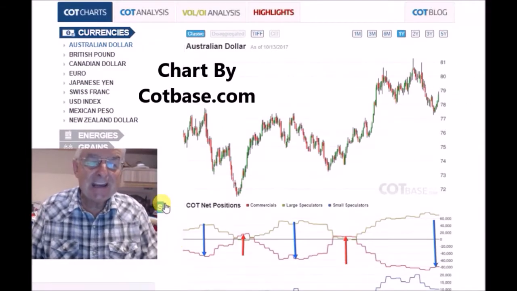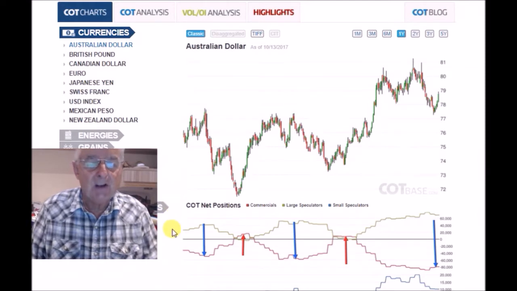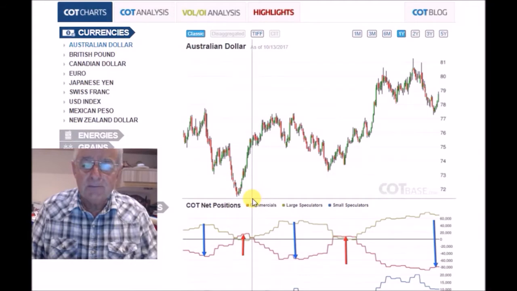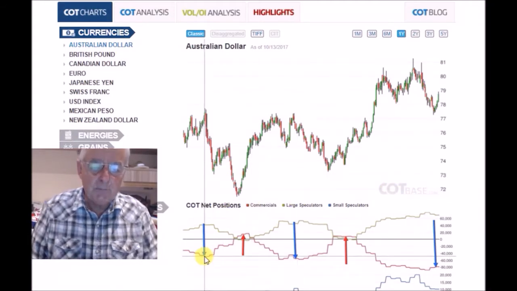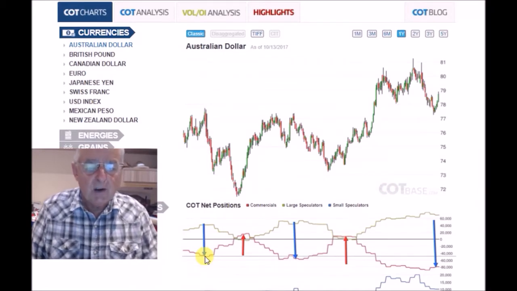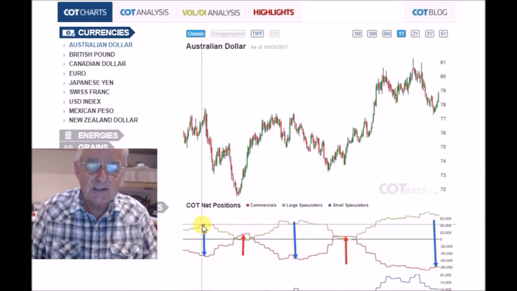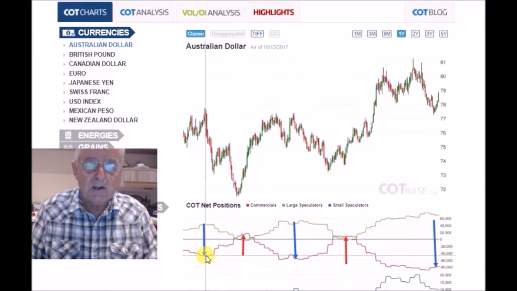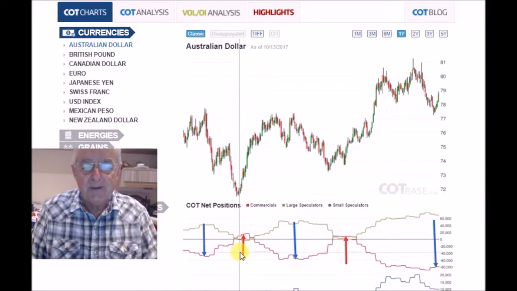And here we have a graph of the positions over 52 weeks, that's a year, for the commitment of traders of the commercials and non-commercials. And this is for the Australian dollar. This chart is produced by COTbase.com. And you can see here where we got to a low position with the commercials, and we're completely opposite to the speculators, and they've got a long position, so we're short. You can see we had a big drop off in the price of the Australian dollar.